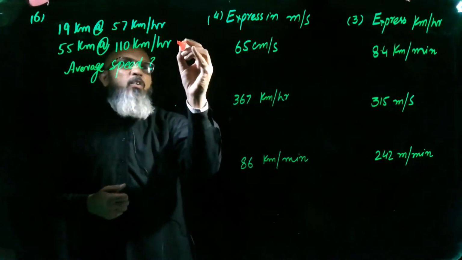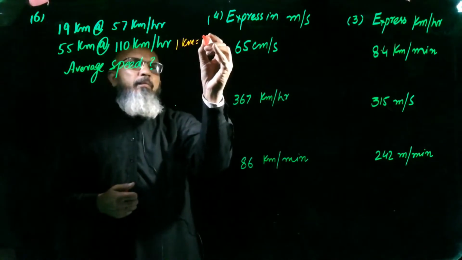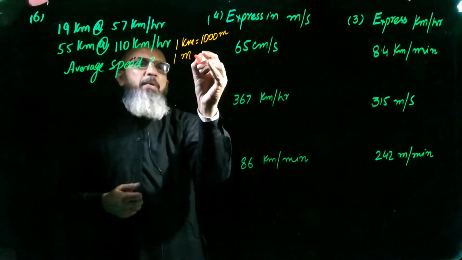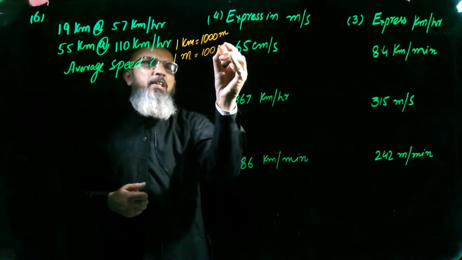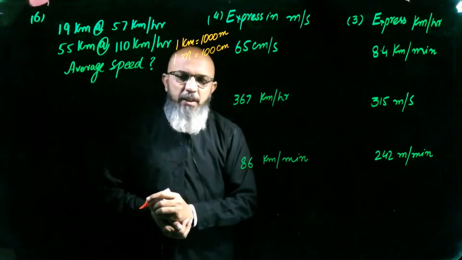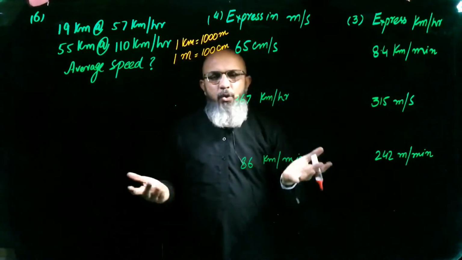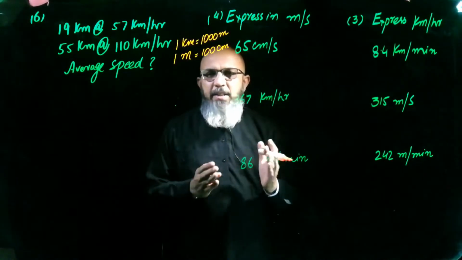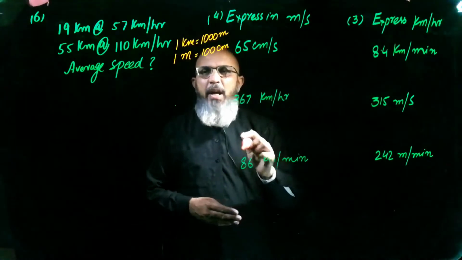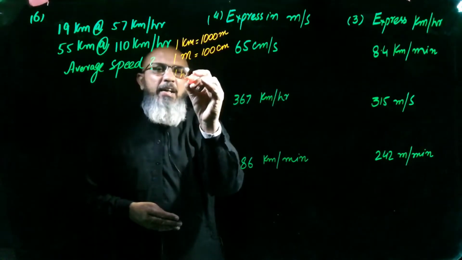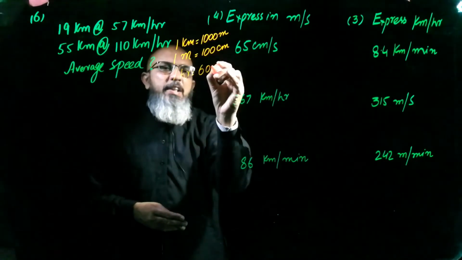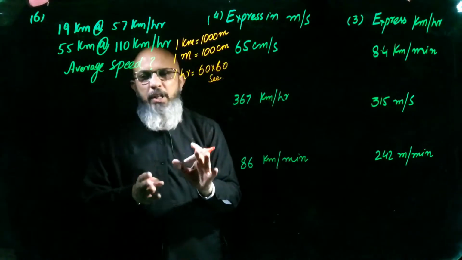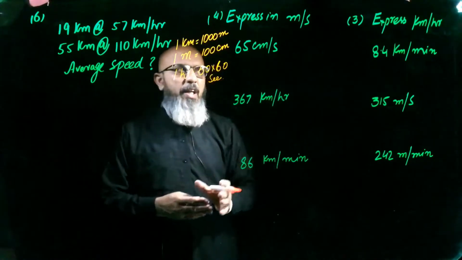If I write here, 1 kilometer is equal to 1000 meters, and 1 meter is equal to 100 centimeters, right? Similarly, you know 1 hour is equal to 60 minutes and 1 minute is equal to 60 seconds, and the important thing is that 1 hour is equal to 60 into 60 seconds if you want to change this into seconds. So now we will start these questions.